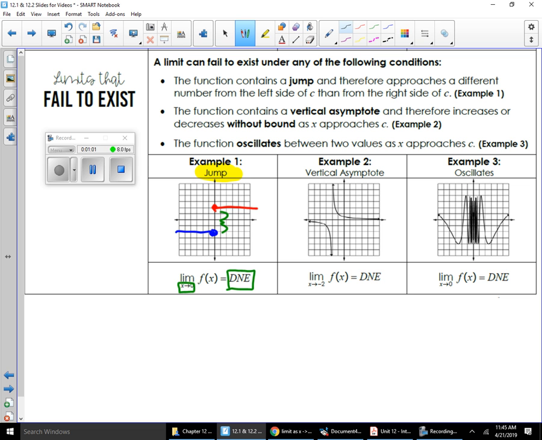We use the abbreviation DNE, does not exist, to talk about that limit. We will eventually talk about left and right limits separately, but for right now, just know that the overall limit there doesn't exist. That function does not approach one unique value.